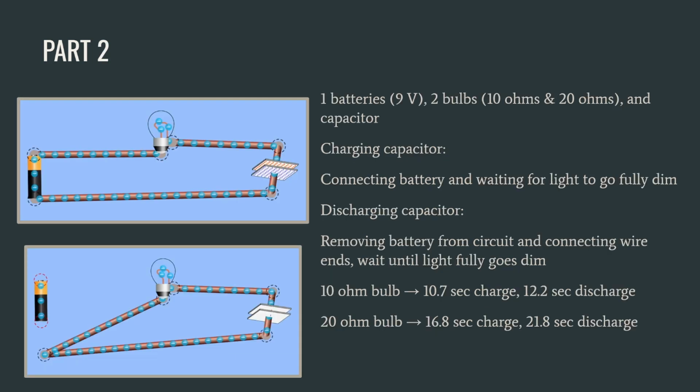For part 2, we create two new circuits with one 9-volt battery each, two separate light bulbs of 10 and 20 ohms, and a capacitor. To charge a capacitor, you must first complete the circuit shown in the top picture until the light fully dims off. To discharge the capacitor, you must take away the battery and then connect the loose wires shown in the bottom picture, and you will see the light go bright and then dim once again. We can see the times it took to charge and discharge both bulbs at the bottom, and you can pause to see them in greater detail.